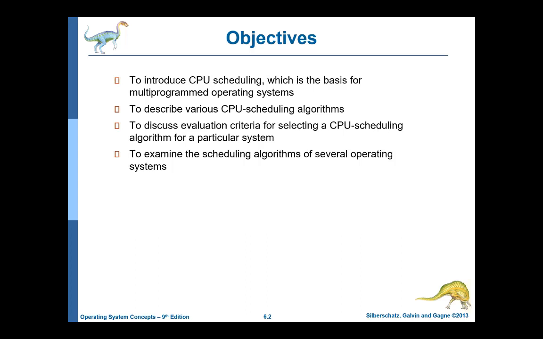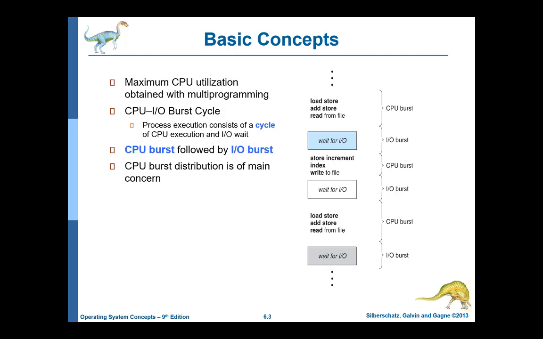How do we select a CPU scheduling algorithm? Which one is doing best, which one is not doing as good? We are going to see what the criteria are. So we start with the basic concept. We know about a process which loads into memory and then changes states.